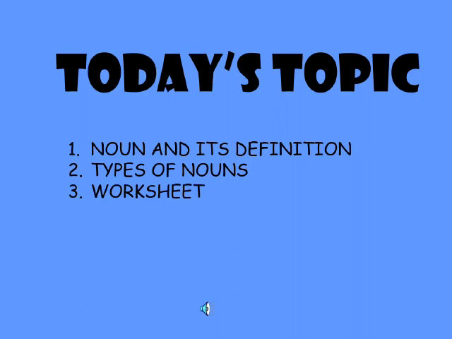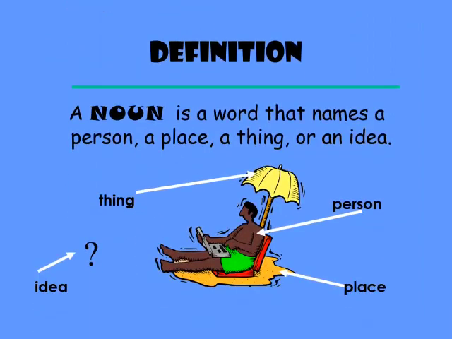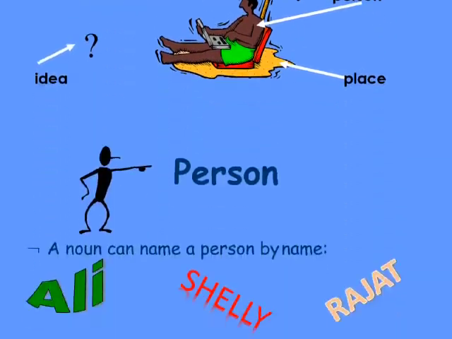Okay, we'll talk about the definition of noun. So, what is noun? I'm sure you know the answer to this. Well, a noun is the name of a person, place, thing, or an idea.